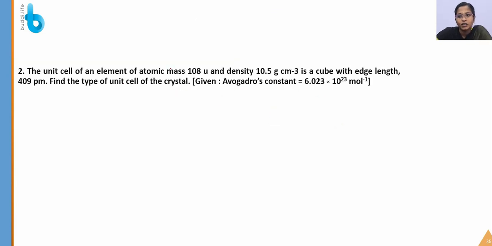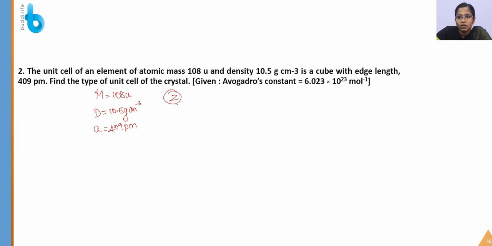So the next question is, the unit cell of an element of atomic mass 108 U and density 10.5 gram per centimeter cube is a cube with edge length 409 picometer. Find the type of the unit cell of the crystal, and then they have given the Avogadro's constant, okay. So what are all the things that we know? We know about the mass, okay. Atomic mass is equal to 108 U, and we know density, which is 10.5 gram per centimeter cube, and then we know the edge length, okay. A is given 409 picometer, okay. So we have to find the type of the unit cell, that is we have to find the Z value.